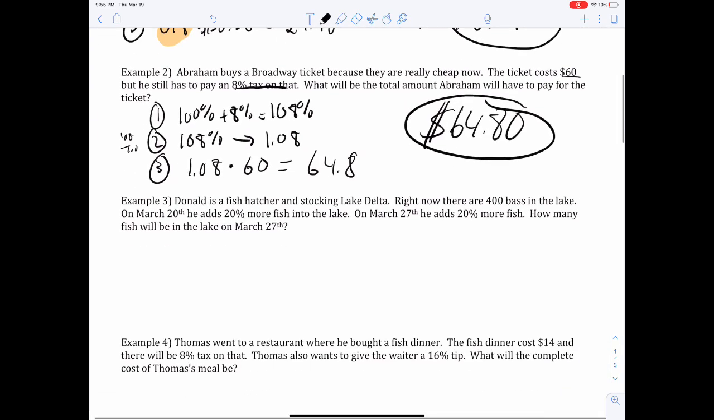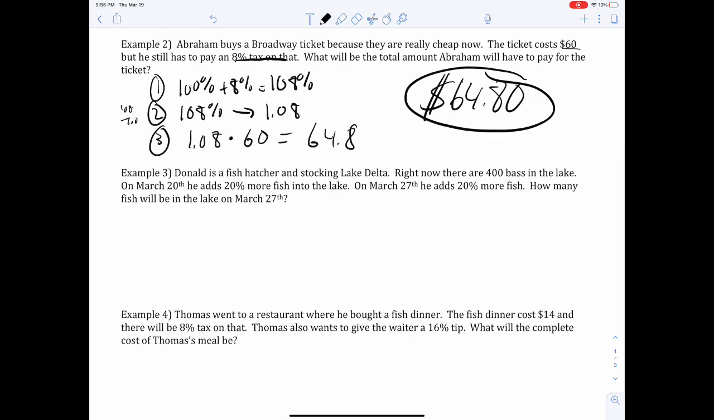All right. Number three, we're going to do this one together here. So let's take a look. Now we're talking about Donald. Donald is a fish hatcher in Stocking Lake Delta. Right now there are 400 bass in the lake.